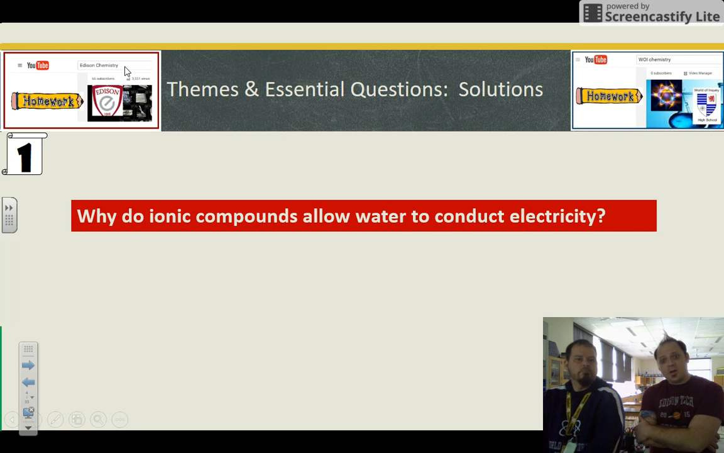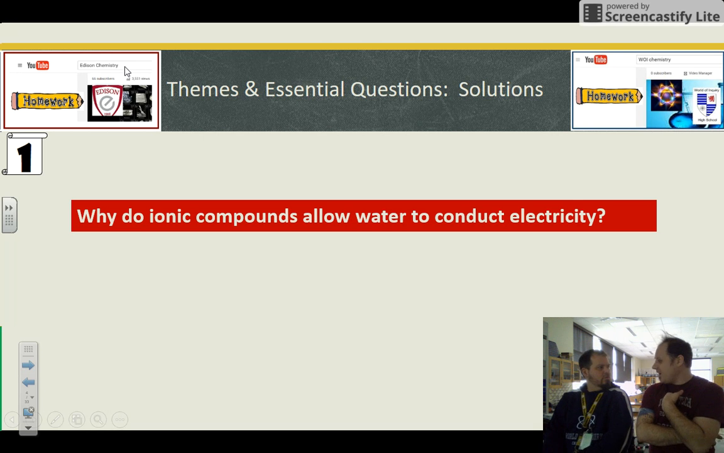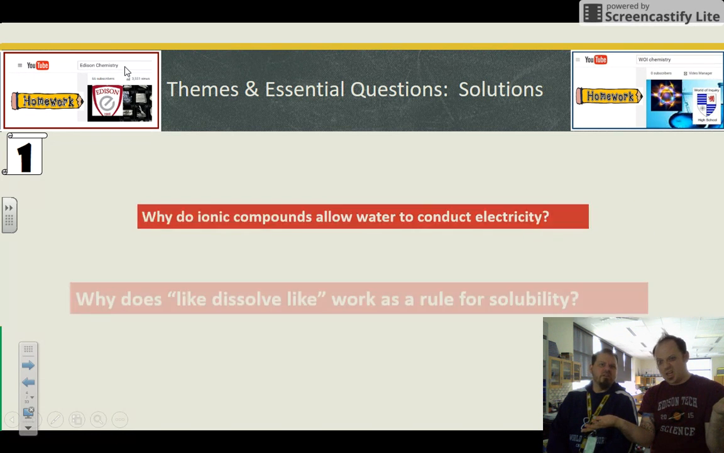Why do ionic compounds allow water to conduct electricity? Remember in my chemistry class, that light bulb you dipped down in, and the ionic ones lit up the water? We did a lab about that.